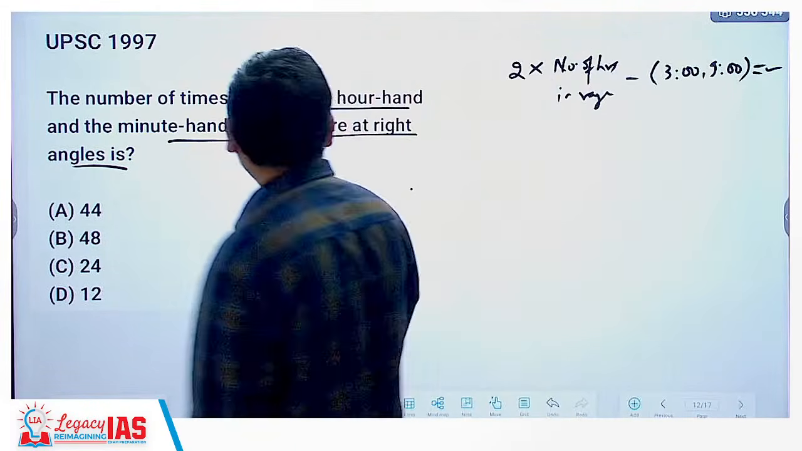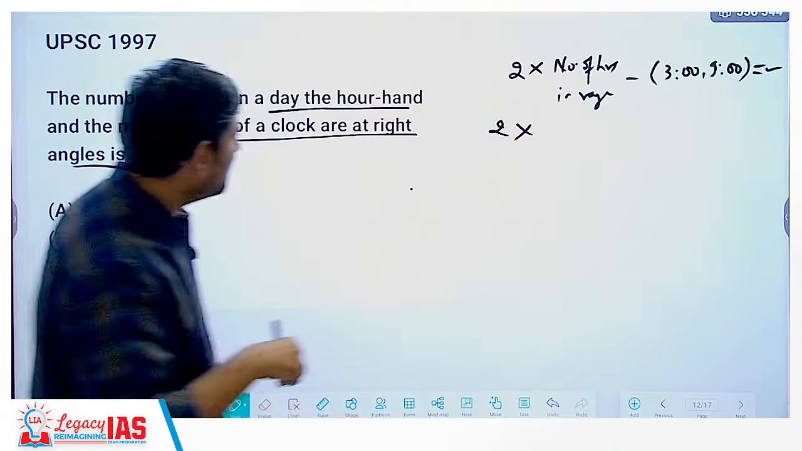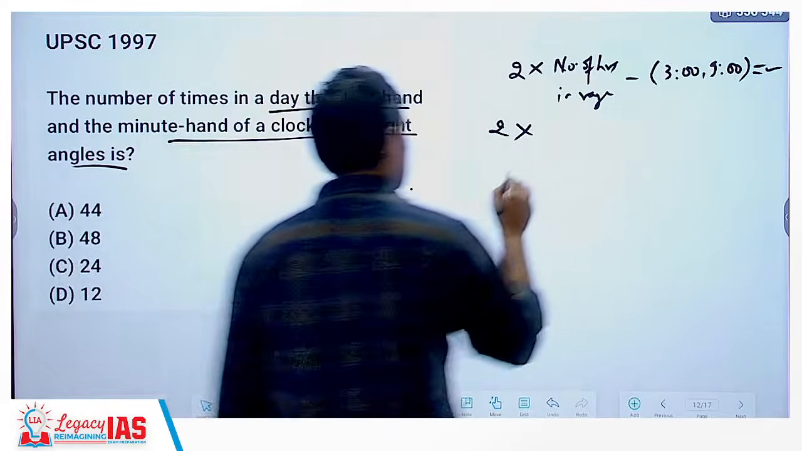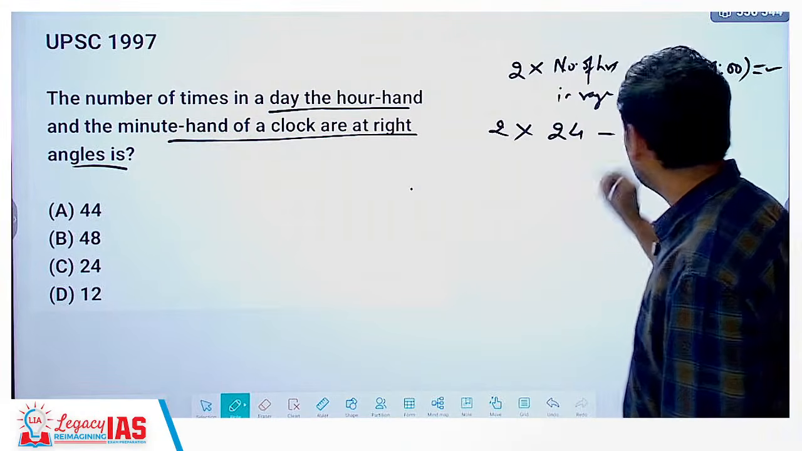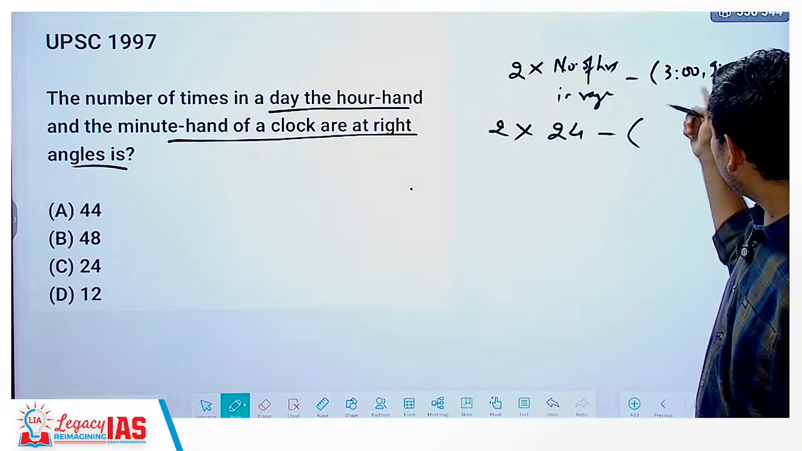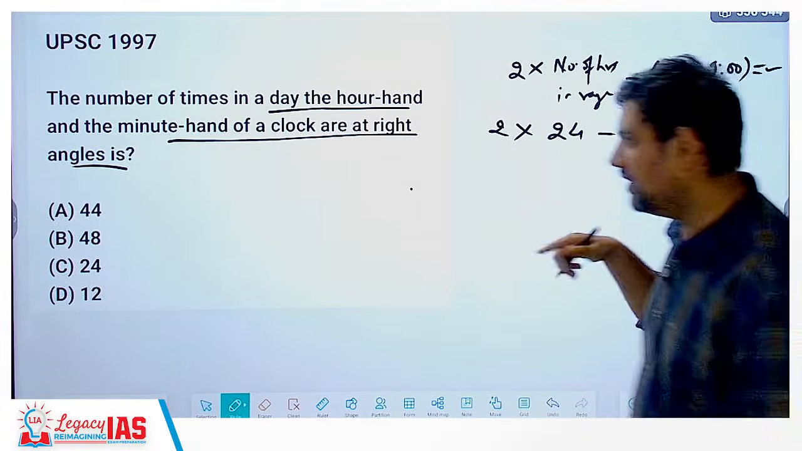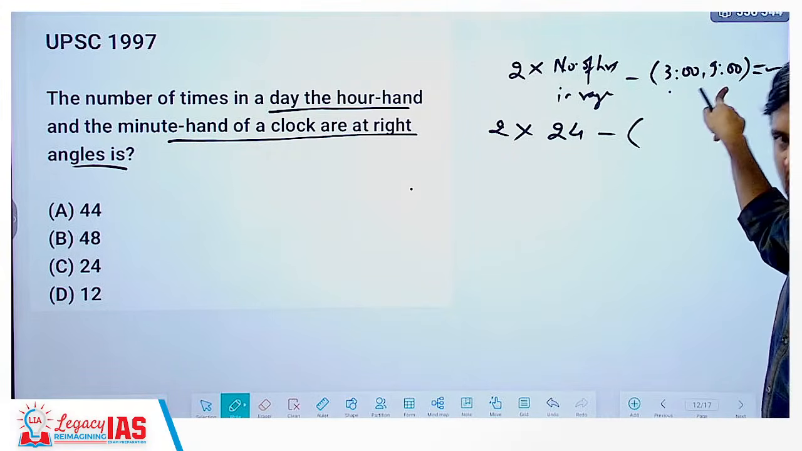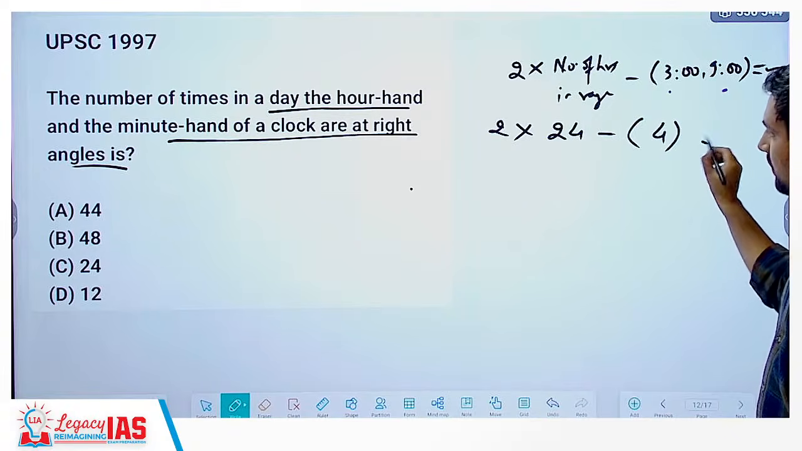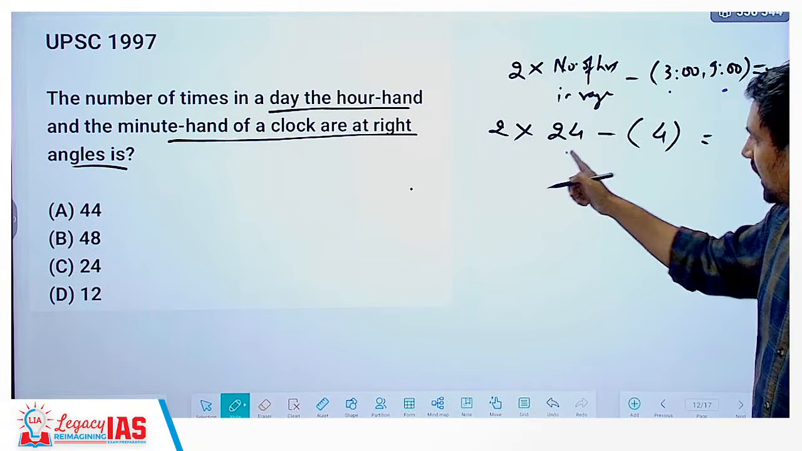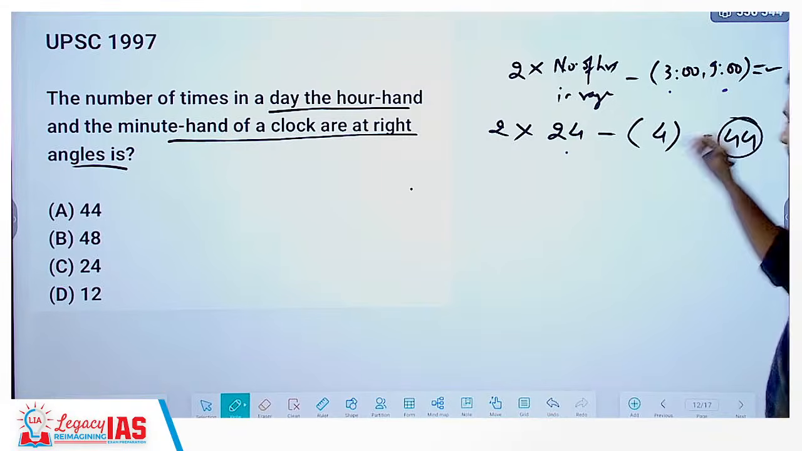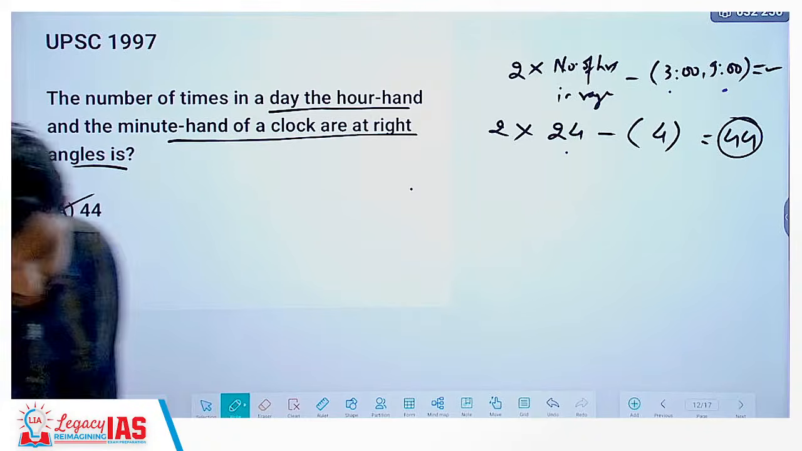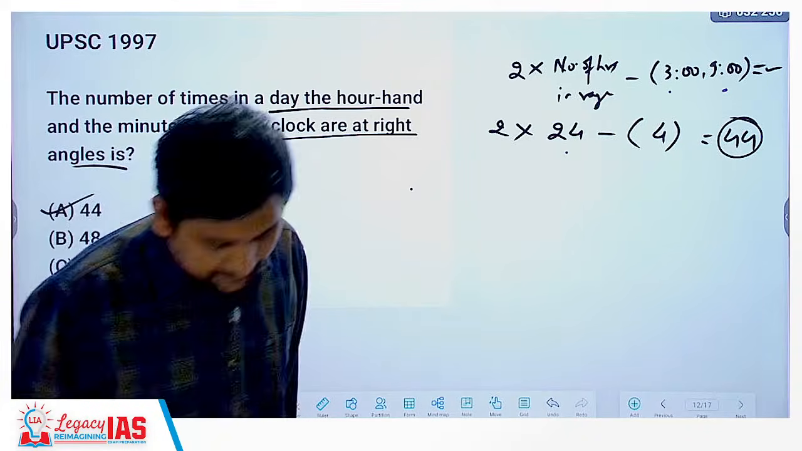Now, 2 into the number of hours in the range. How many hours do you have in a day? 24 hours. How many times will you have this 3 and 9? You will have 3 twice, 3 p.m. and 3 a.m., and 9 also twice, 9 p.m. and 9 a.m. So you have to subtract 4. 2 into 24 is 48, 48 minus 4 is 44. So the answer is A, 44. Understood? Anybody? Any issue?